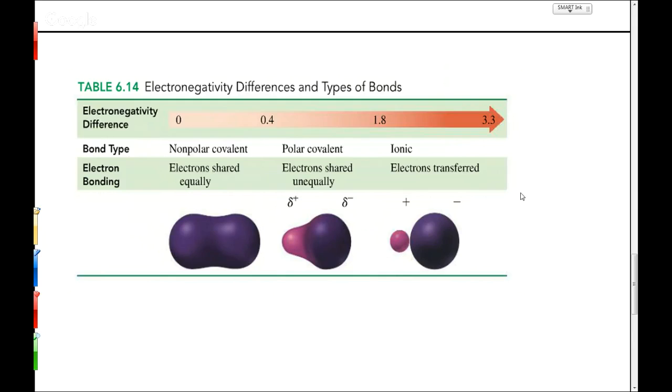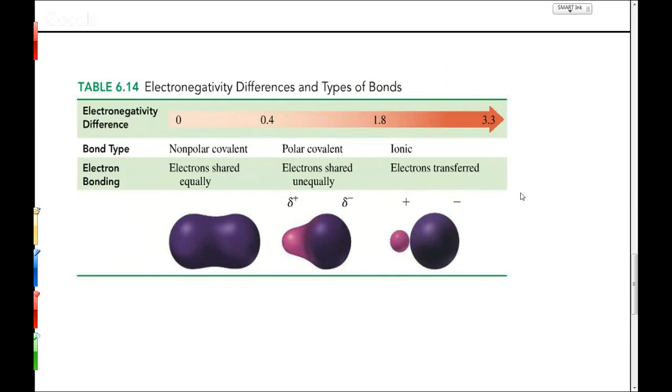If you have a difference that's greater than 0.4, we start to call that polar. Why 0.4? Well, somebody decided that. It's more about how the molecule behaves and what that ends up doing experimentally. Of course it has exceptions, but we can say 0.4 is a good spot to draw that line. Greater than 0.4, we're going to call that a polar bond, and the electrons are shared unequally, but it's still a covalent bond. They're still shared electrons.